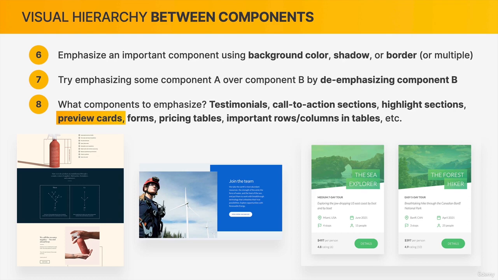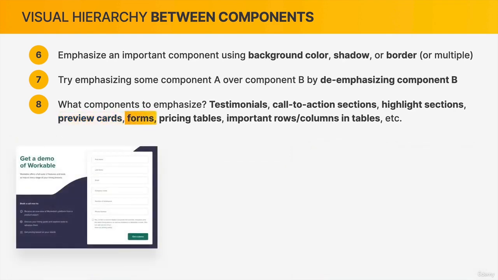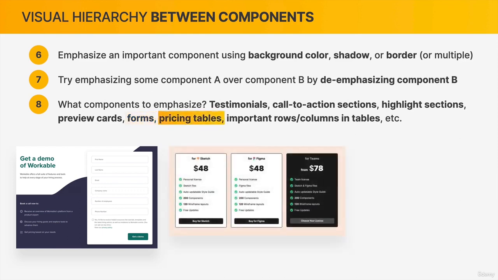Then there are also forms, which can look like this, or pricing tables, where many times there are different pricing options, and then the designer usually highlights the one that they actually want the user to choose. So that can be done using a background color, but there are also many other options that you can choose from, as I will show you a little bit later.